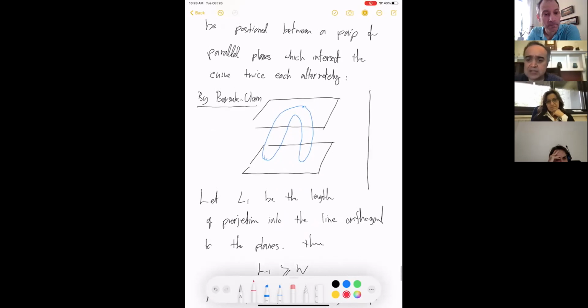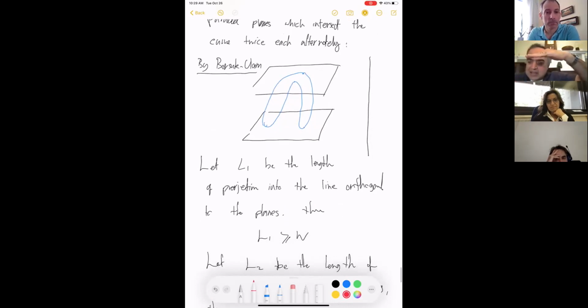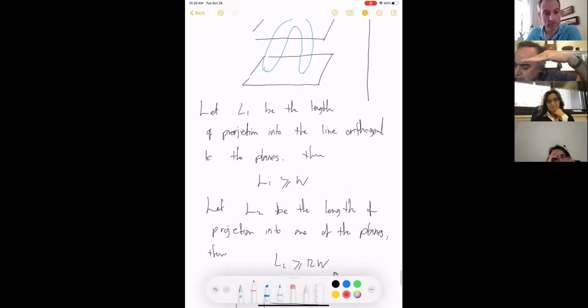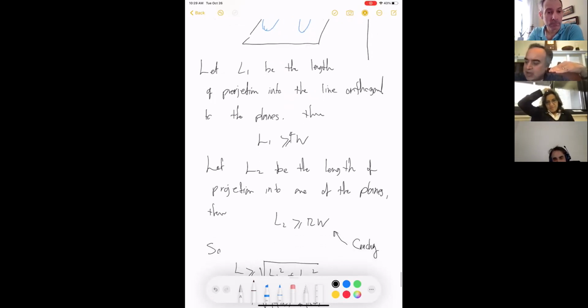So once you have this, then you can take your curve, you can project it down to one of these planes, or you can project it to the orthogonal line. So if I project it to this orthogonal line, then the length of that projection will be, oh, I see there's a typo here. The length of that projection will be bigger than 4W, right? Because it goes up and down twice. Now, if I project it down, it still has the width W. So by a theorem of Cauchy, its length is bigger than pi times W, because you can compute the length by projecting into all these directions.